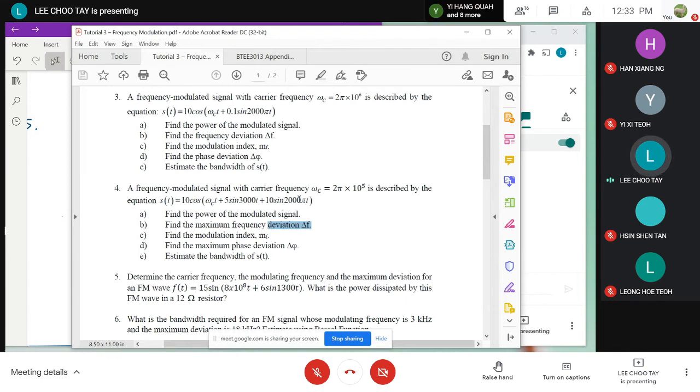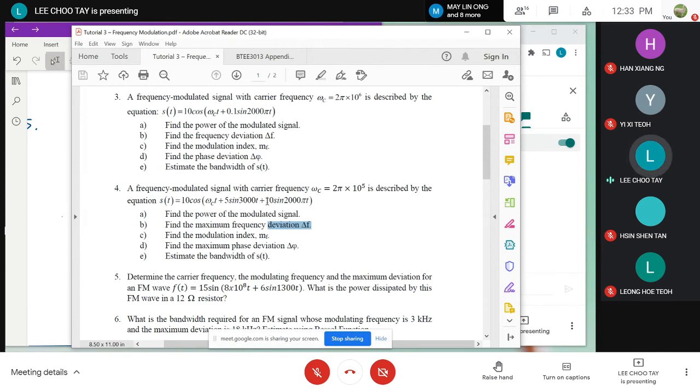Same thing for phase deviation. You see you've got two terms. The whole thing is actually your delta phi. Again, when is it maximum? What is the maximum value? You can straight away tell from here, isn't it?